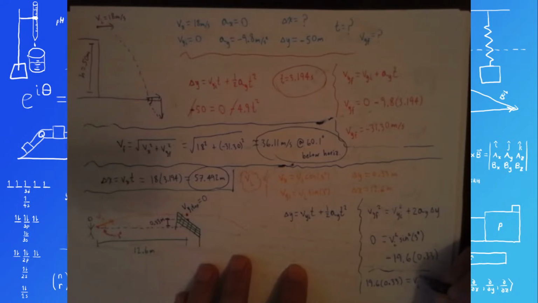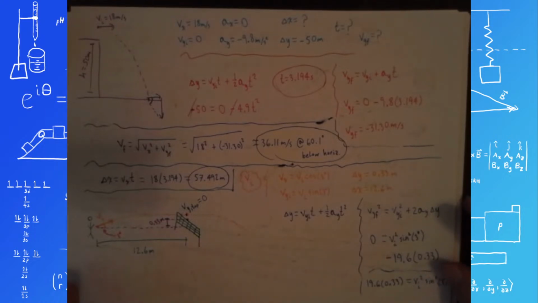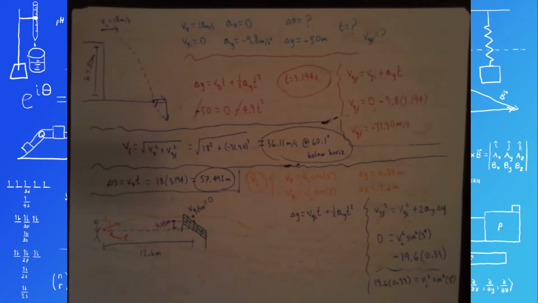equals V initial squared sine squared of 3 degrees. For those who are not used to squaring their trig functions, sine squared of 3 is not sine of 9. You don't do 3 times 3. You're not squaring the 3. You are squaring the sine.